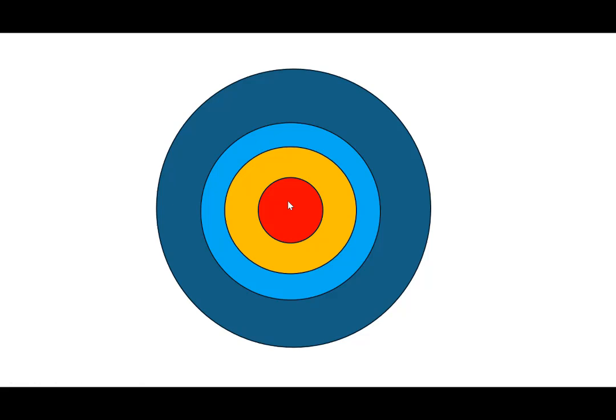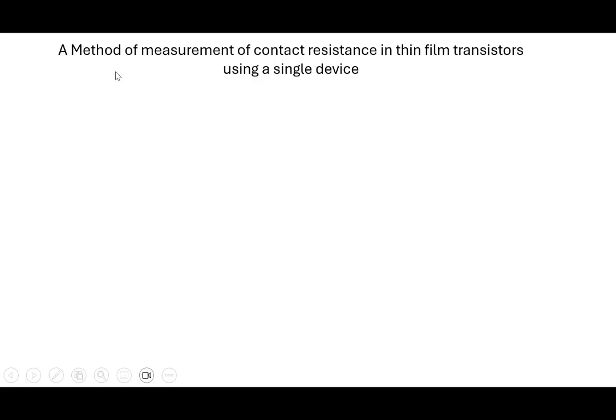So let me illustrate. In my field, for example, let's say I were giving a seminar on a method of measurement of contact resistance in thin film transistors using a single device, right? I think nobody in the audience would know what I am talking about. A method of measurement of contact resistance. What is its importance? Contact resistance in thin film transistors using a single device. So how do I convey the importance of this particular topic?